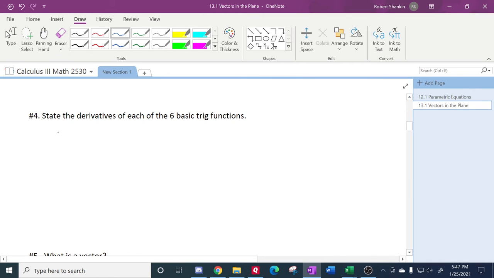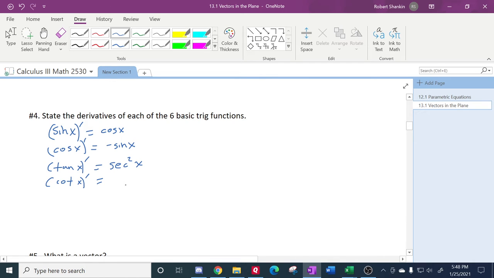All right, so I'm going to use a real shortcut notation. Prime. Derivative of sine is cosine. Derivative of cosine is negative sine. Derivative of tangent is secant squared. Derivative of cotangent is very similar to this.